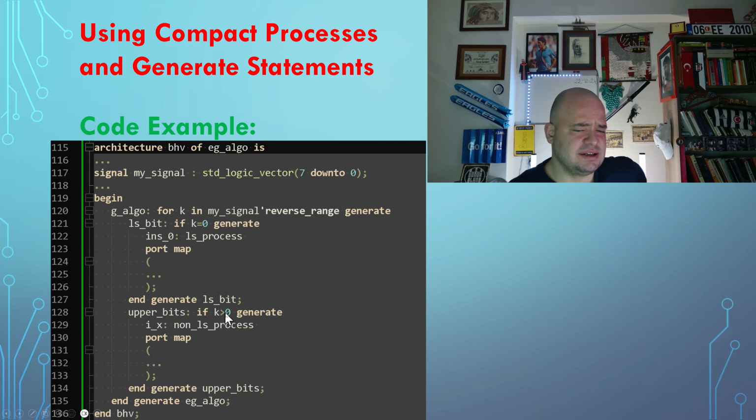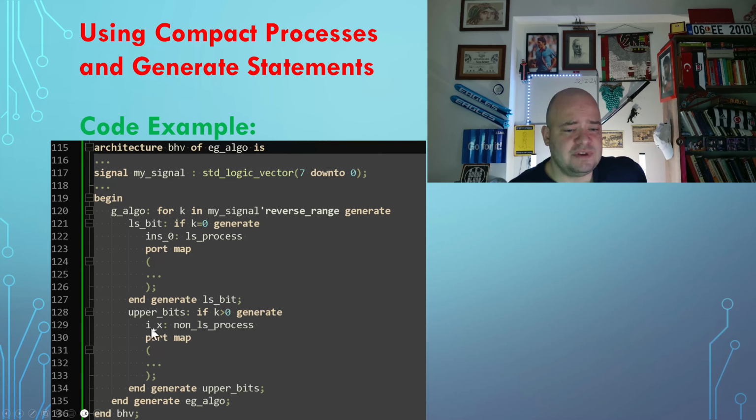If k is greater than 0, there is another if generate statement. Then that non-LS process component will be instantiated actually 7 times, because when k is 0, this one will be instantiated. Otherwise, 7 times this one will be instantiated.